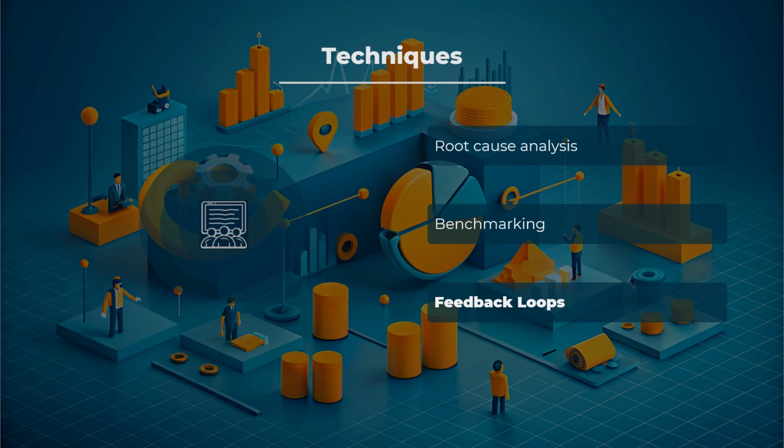Process: it involves collecting feedback, analyzing it, identifying improvement opportunities, and implementing changes. Benefits: feedback loops ensure that improvements are aligned with stakeholder needs and expectations, fostering continuous enhancement and satisfaction. Feedback loops are essential for responsive and adaptive continuous improvement efforts.